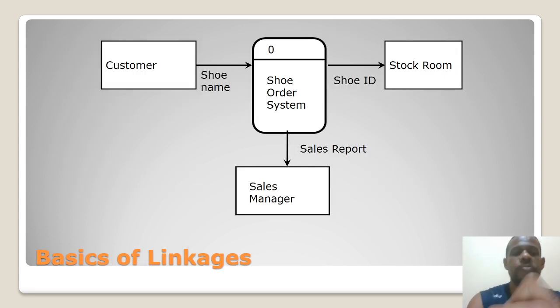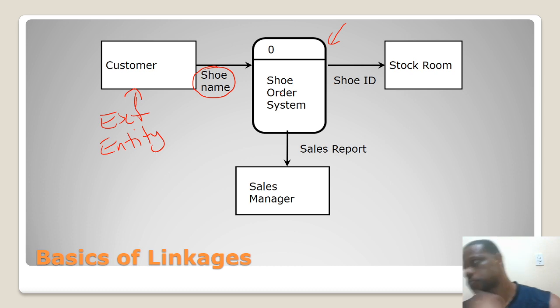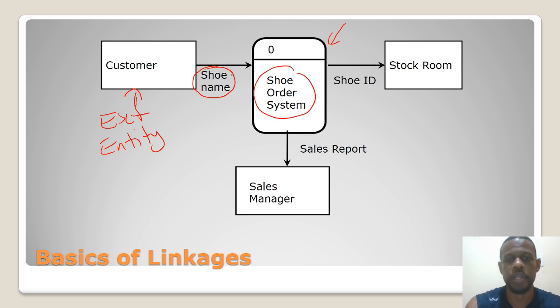So let's say we have a shoe store. The customer, which is an external entity, will send the shoe name into a shoe order system. The shoe order system is going to take that shoe name and translate it into a shoe ID, so that will go to the stock room. And then when the shoe is ordered and paid for, it will create a sales report that will go to the sales manager, which is an external entity.